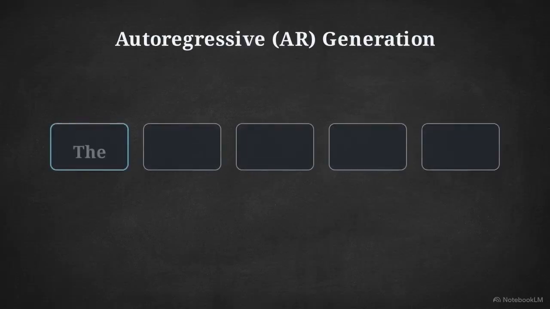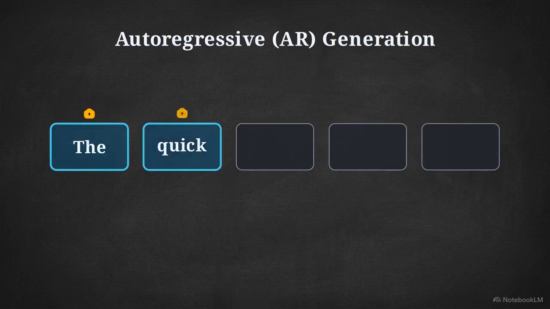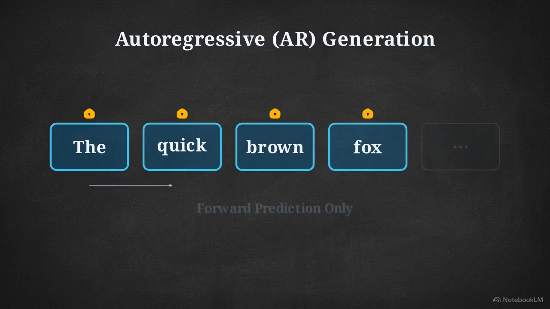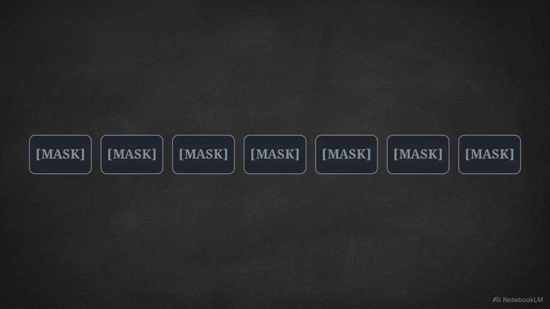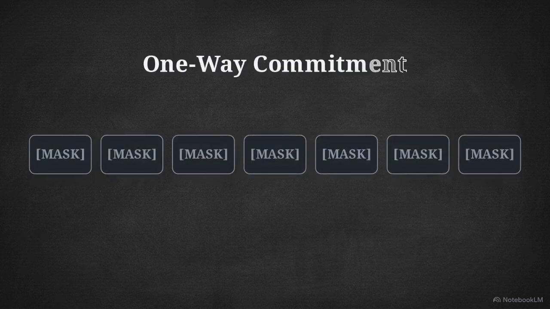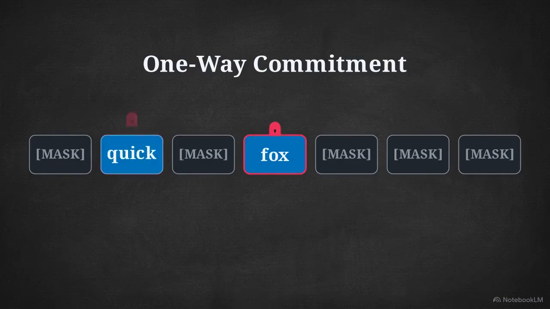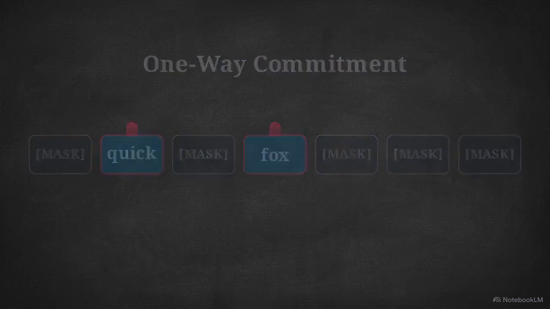Standard sequential generation relies on left-to-right prediction. The model locks in one word at a time, moving forward without the ability to structurally reconsider what it just wrote. Masked diffusion models attempt to solve this by using static sentinel tokens, but they still rely on a one-way commitment. Once a position is unmasked, the token is fixed.